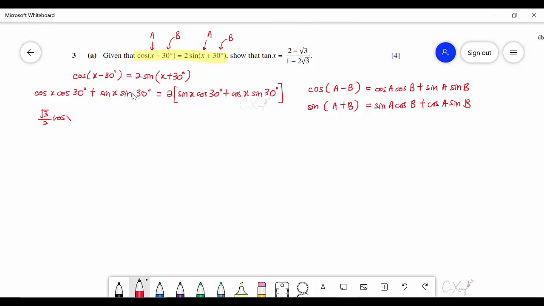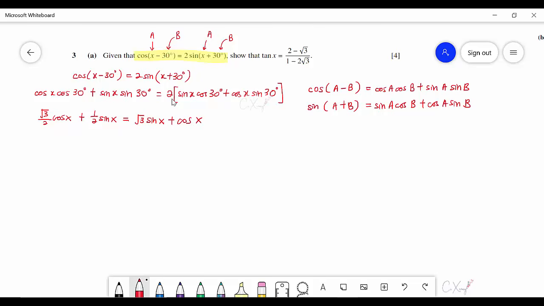Then cos x. Okay, sin 30 is actually half, so you are having half sin x. For the right hand side here, cos 30, again, is square root 3 over 2, right? And you multiply 2 inside and you are having square root 3 sin x. Then sin 30 is a half, so you multiply with 2. What do you get here? It will be a 1. So you have cos x eventually.